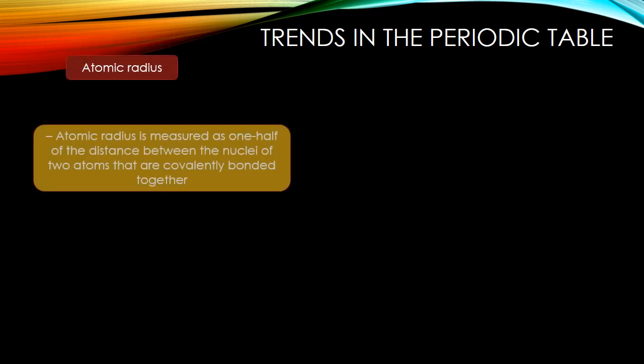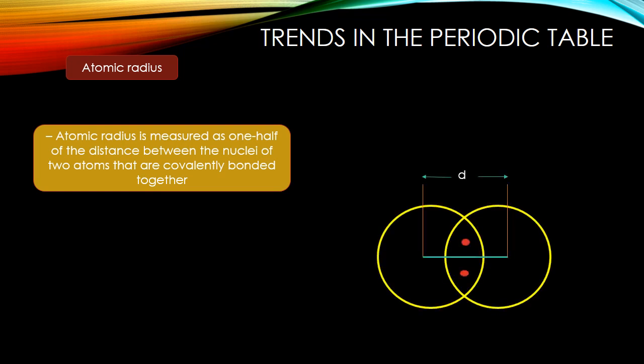Atomic radius. Atomic radius is measured as 1/2 the distance between the nuclei of 2 atoms that are covalently bonded together. Let's take, for instance, the hydrogen atom. In a molecule of hydrogen, 2 atoms are bonded together covalently. The distance between the nuclei of the 2 atoms, represented as D in this diagram, divided by 2, will give us the atomic radius of hydrogen atom.